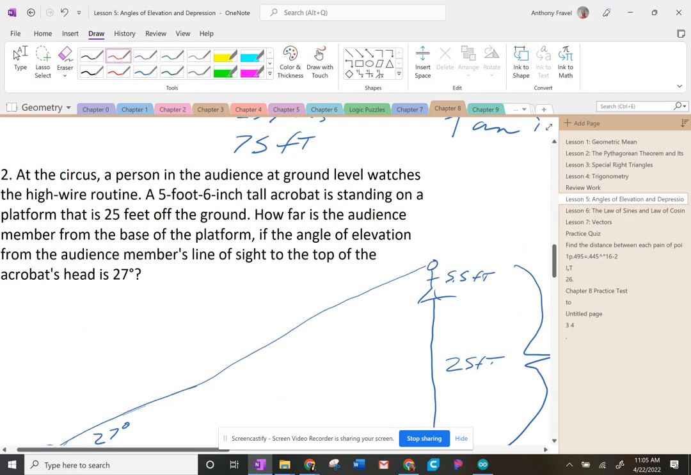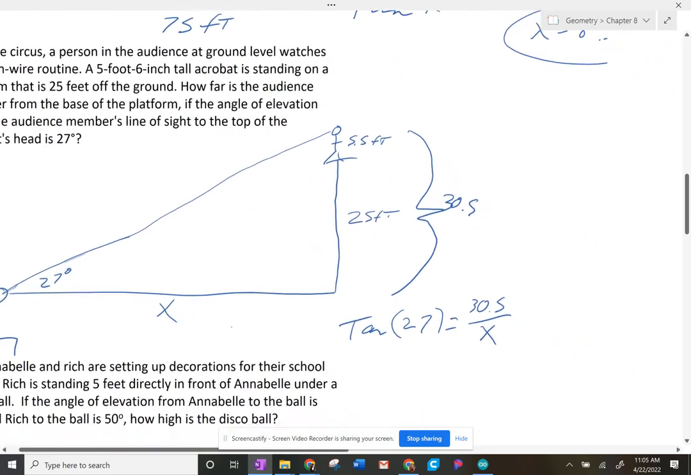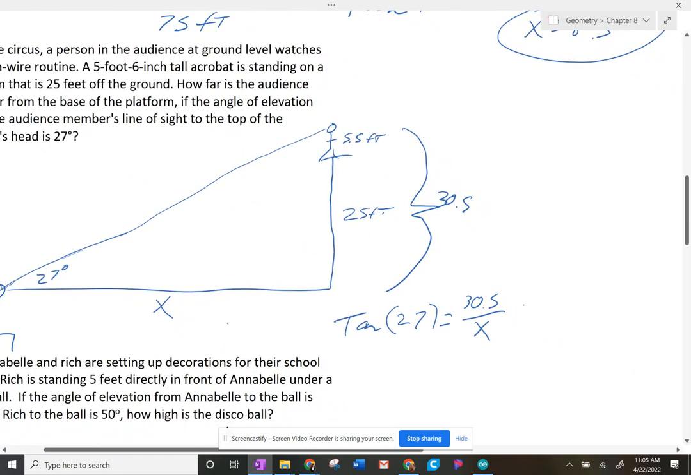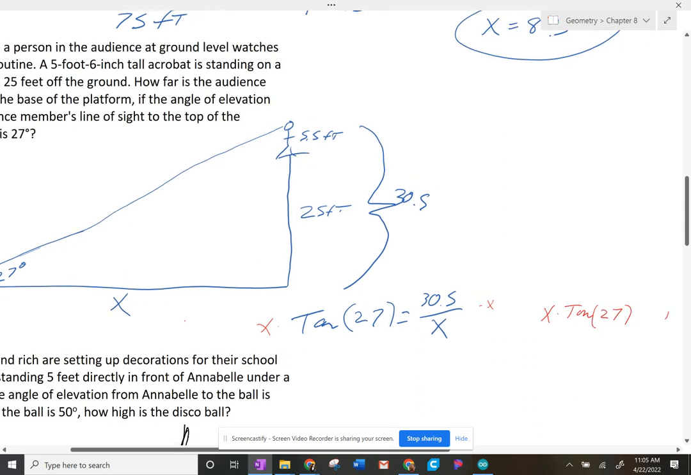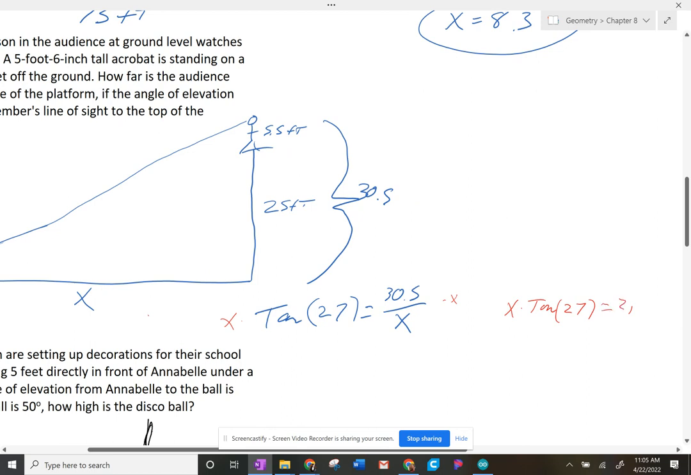Okay, I'm going to use a different color pen so I can show all the stuff I'm doing. I want to get the x on a side by itself, so I multiply by x here times x here. So now I get x times tangent of 27 on this side equals 30.5. And then I want to divide both sides by tangent of 27.